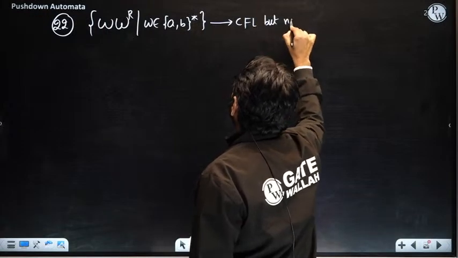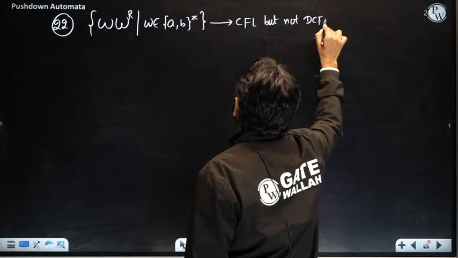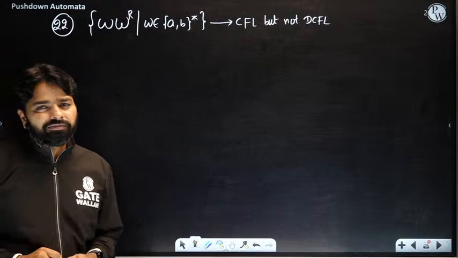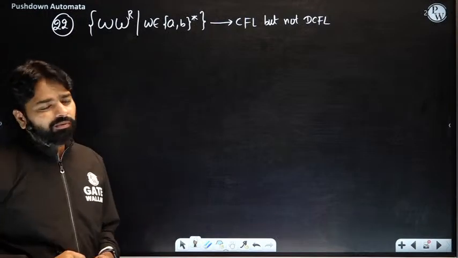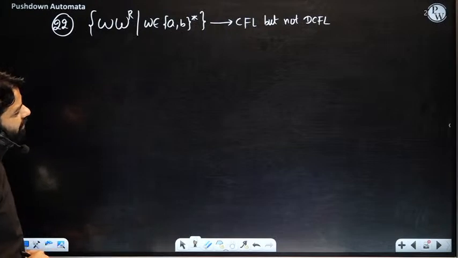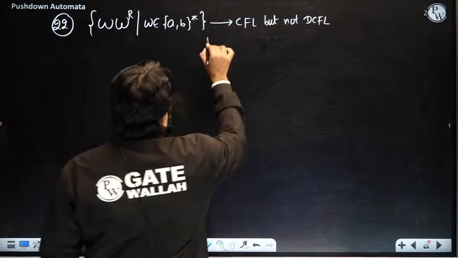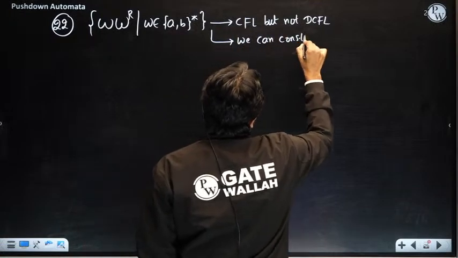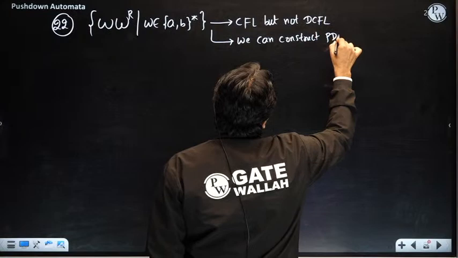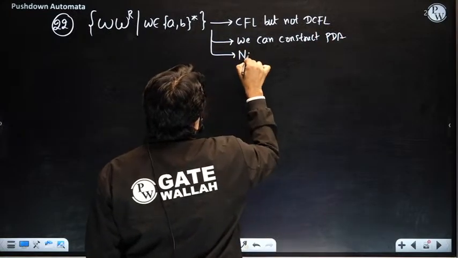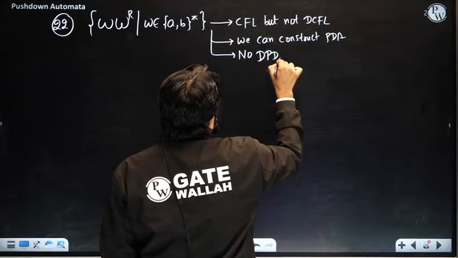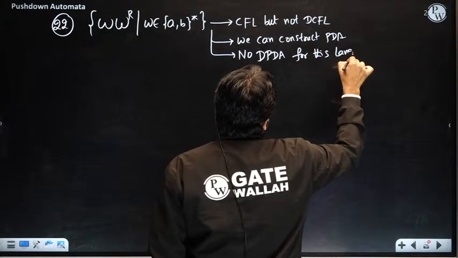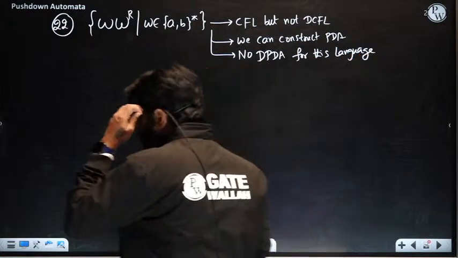For some people, they don't understand the PDA at all, because designing a PDA is just, you know, non-deterministic, like non-deterministic finite automata. We have non-deterministic PDA now. Now we have a PDA for this, but there is no DPDA. We can construct a PDA, but no DPDA exists for this, no deterministic PDA for this language. That's why we don't call it DCFL at all.